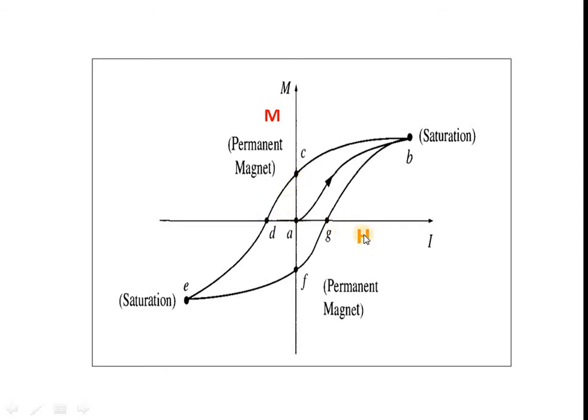Again, if you reverse the H value, M will also get reversed, and finally at a point M becomes 0. You applied some field to nullify the magnetization. This is called the coercivity. Again, if you increase the H value, M will increase in the opposite direction. The curve is a non-linear curve, and again a saturation point is reached. This one is called the residual magnetization. We will discuss in detail now.